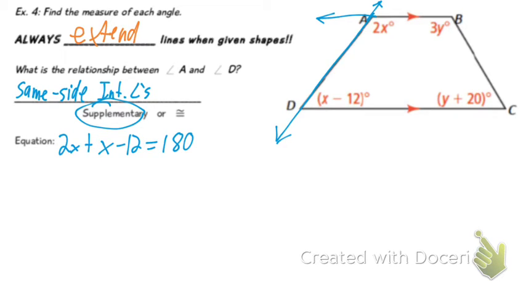So now we look to combine like terms. Bailey, what are some like terms right here? 2x and x. Nailed it. And those combine to be what, Bailey? 3x. So we have 3x minus 12 equals 180. Now what would we do, Ryan?